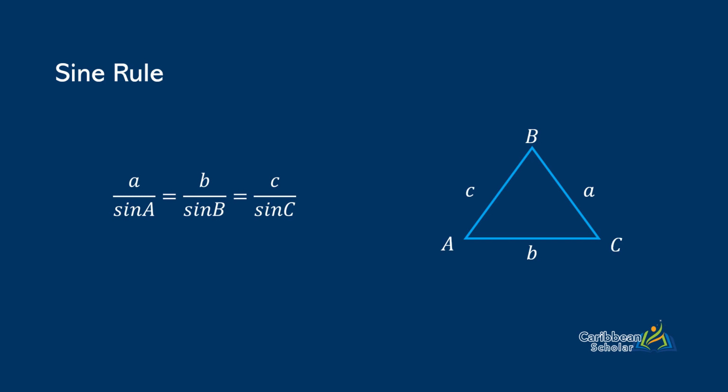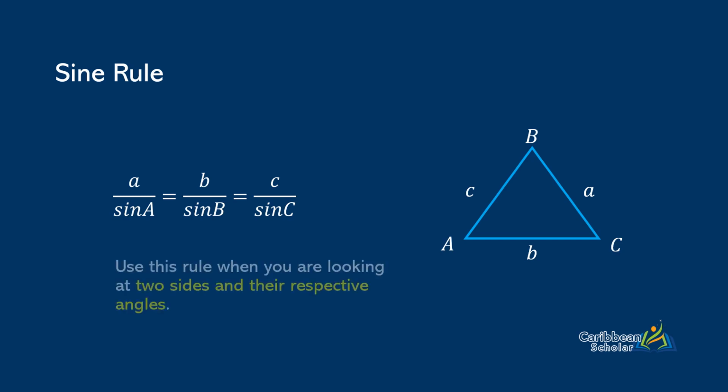And you want to use the sine rule when you are looking at two sides and their respective angles. So for instance, if you had angle A and side a, and angle B and side b all involved in some form or fashion, then using the sine rule would be a good idea. Let's see an example.